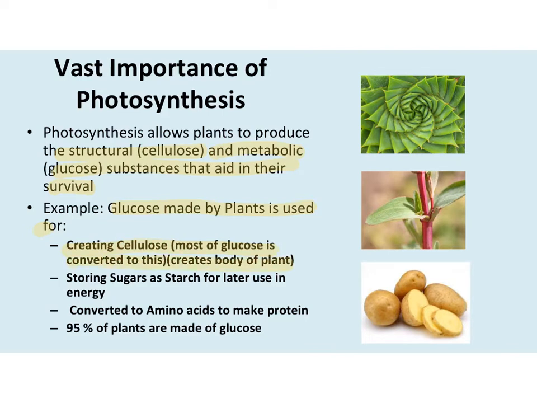So then sometimes plants will store some of their sugars as starch, used later for energy, and that's kind of what a potato is: the plant took a whole bunch of its sugars and converted it into a storage form, starch. They also convert amino acids to make protein. But 95% of plants are really just made out of glucose. They're really just a whole bunch of glucose. You can get a little bit of protein from plants, but very, very little.